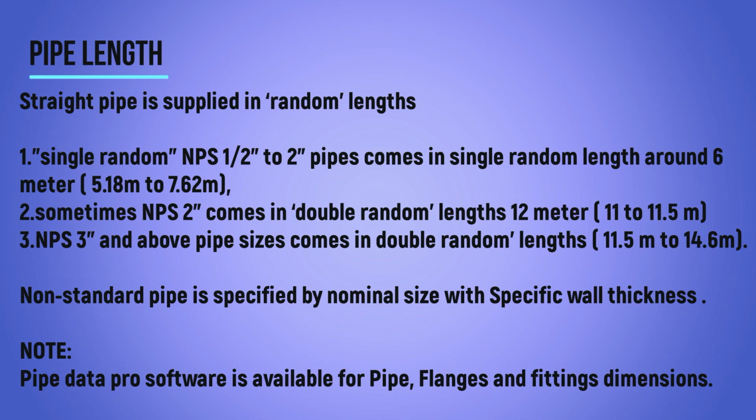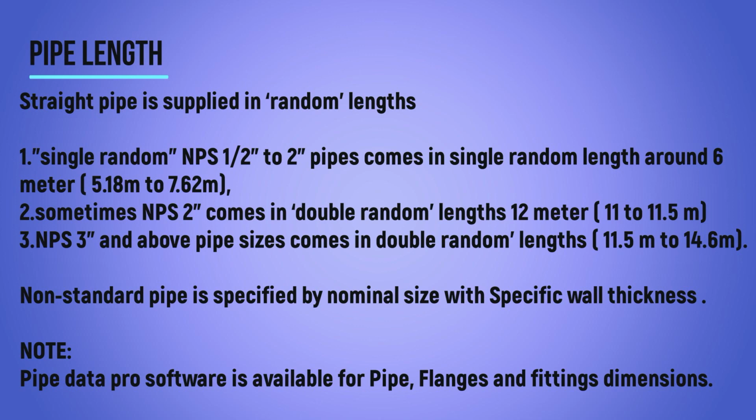And sometimes 2-inch comes in double random length, and double random length is normally 12 meter, and the range is 11 to 11.5 meter for the 2-inch size. For 3-inch and above pipe sizes, it comes always in double random length. It varies from 11.5 meter to 14.6 meter. Like you will not get exactly 12 meter. Either it will be 11.5, 11.567 or something, like it varies.